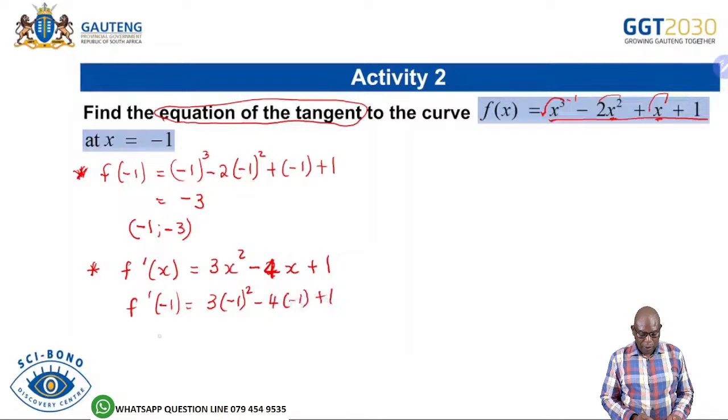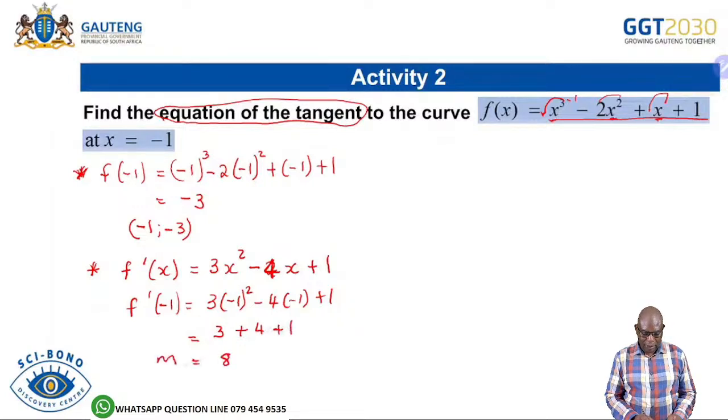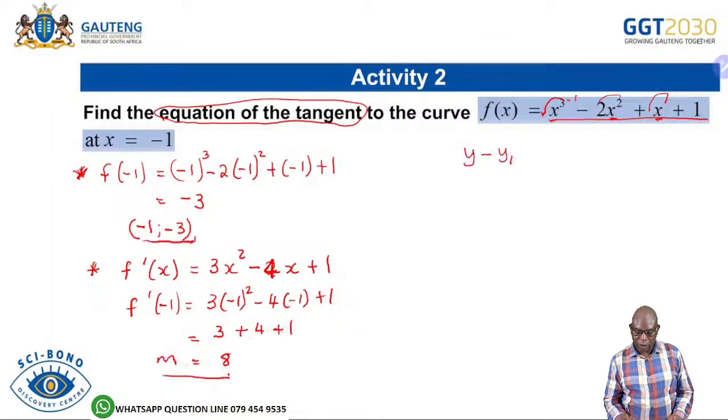So now we can get our answer there. If we work this one out, we're going to get a 3 there, plus 4 there, and then plus 1 here. So the answer there will be 8. Which means that the gradient is going to be 8. I have a gradient, I have a point, I can now get the equation of the tangent. You see you have quite a number of steps that you need to work with there.